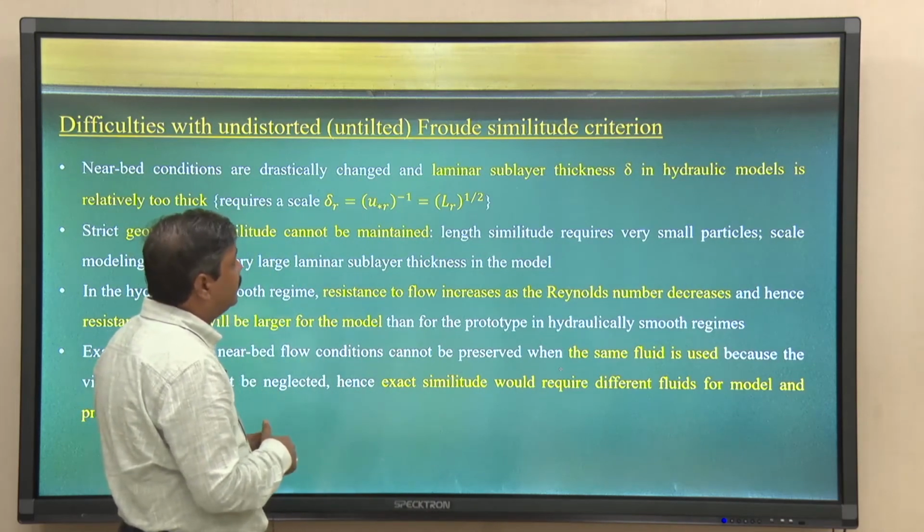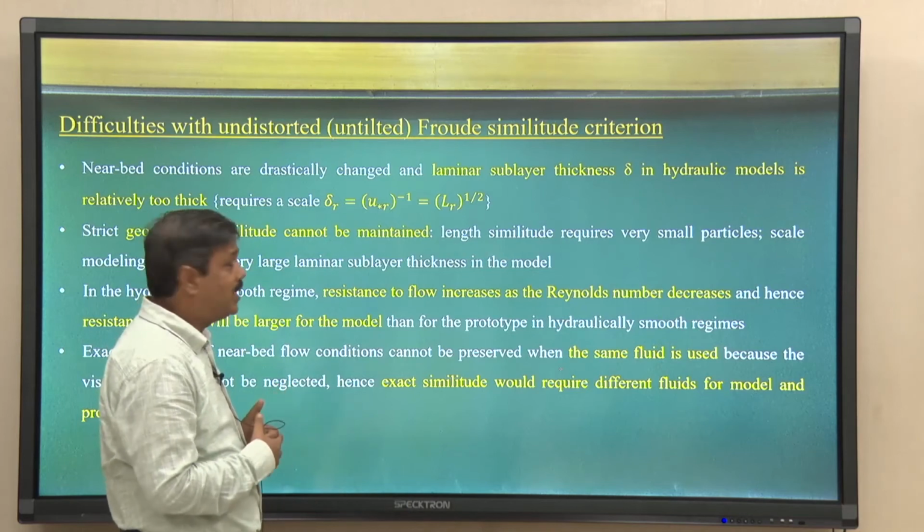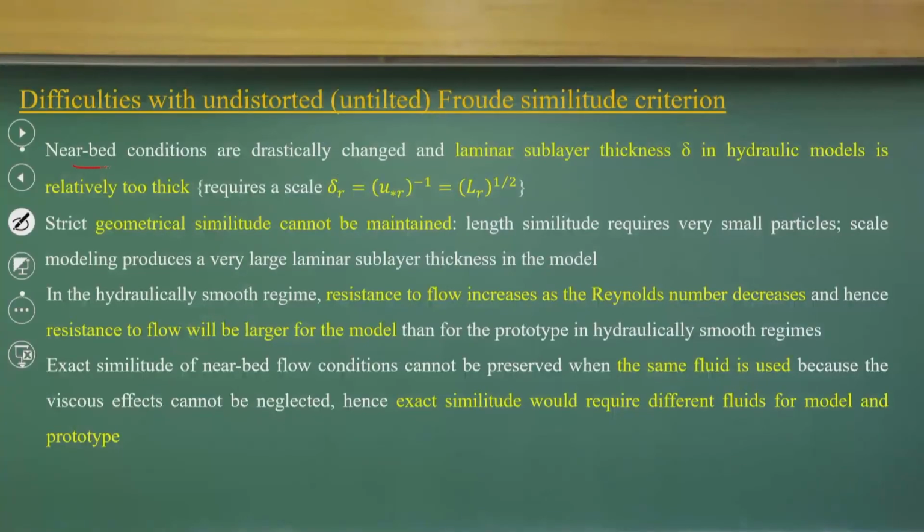Now, as we discussed earlier, near-bed conditions will be drastically changed, because the laminar sublayer thickness in the hydraulic models is relatively too thick. That is the reason you are required to scale down the laminar sublayer thickness ratios in terms of the shear velocity ratio rather than the length ratio.